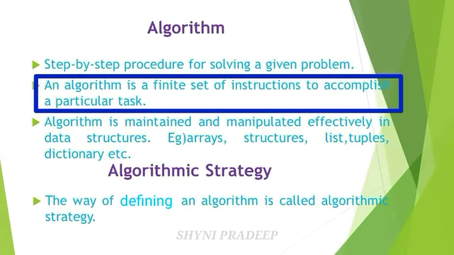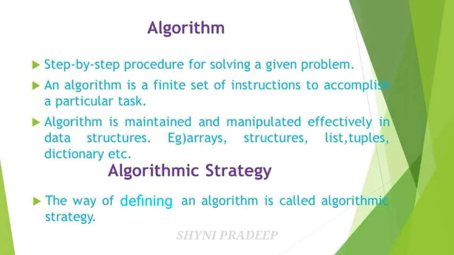An algorithm is a finite set of instructions to accomplish a particular task. Finite set of instructions means a set of step-by-step procedures. To accomplish a particular task means for solving a particular task or problem. So this algorithm must have input and output.